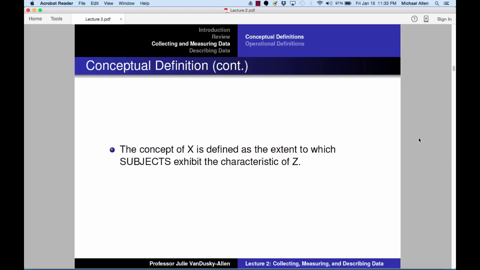After we identify the measurable properties of our concept and identify its unit of analysis, we would write down the conceptual definition of the concept. This template could help you write a conceptual definition. The concept of X is defined as the extent to which subjects exhibit the characteristic of Z.